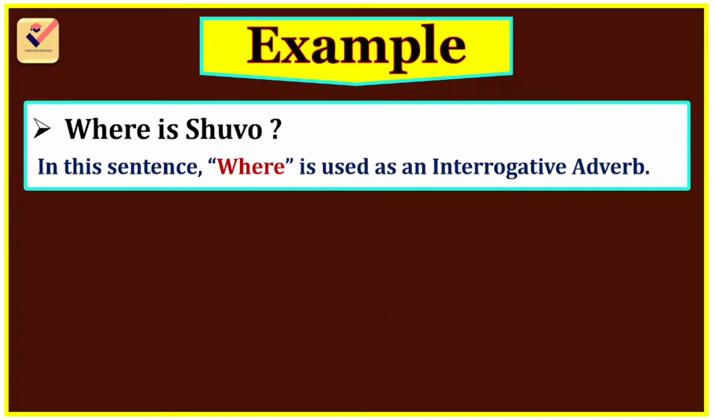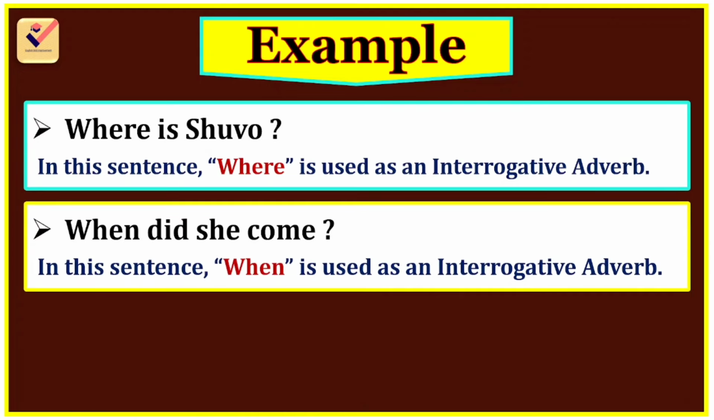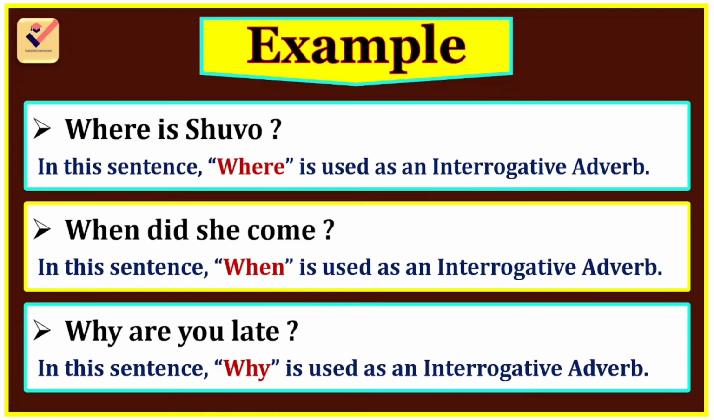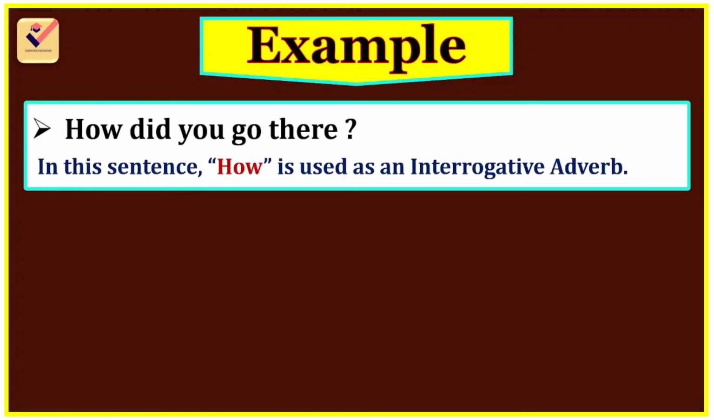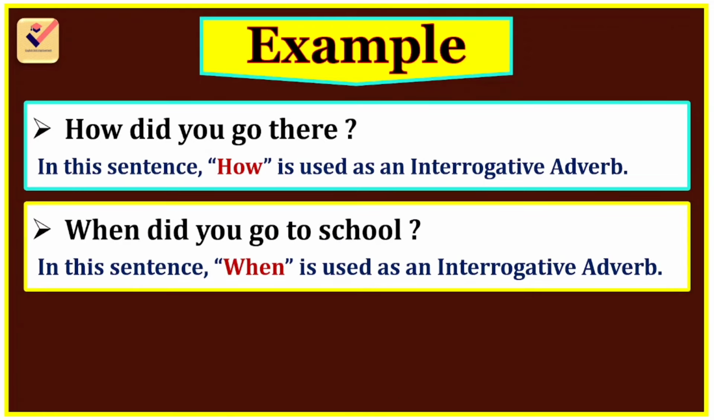Where is Shubho? In this sentence, where is used as an interrogative adverb. When did she come? In this sentence, when is used as an interrogative adverb. Why are you late? In this sentence, why is used as an interrogative adverb. How did you go there? In this sentence, how is used as an interrogative adverb. When did you go to school? In this sentence, when is used as an interrogative adverb.